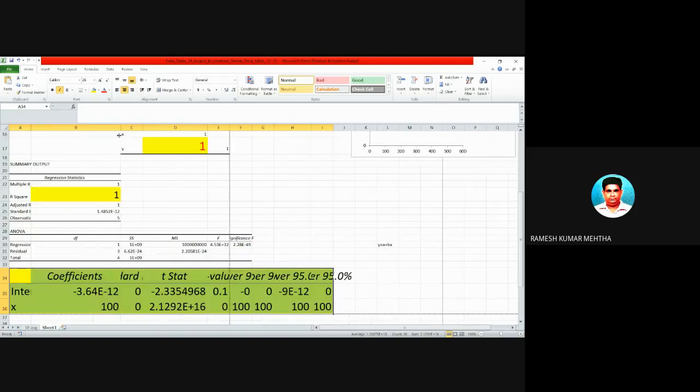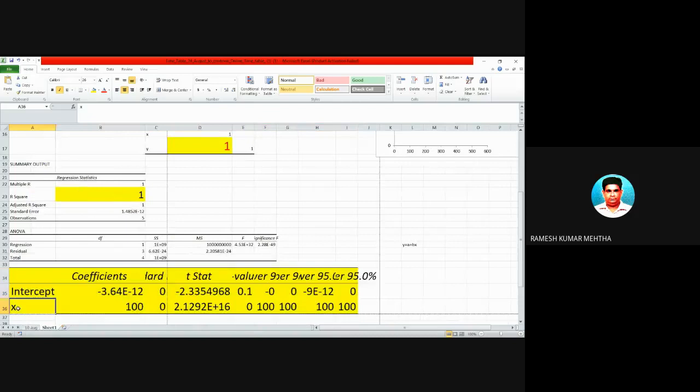So now you got the value of x. This is the x value and this is the intercept value. y is equal to a plus bx. This is a and this is the x value. So substituting, here a is minus 3.64 to the power of minus 12, so it is almost 0. So a is equal to 0, or intercept is equal to 0.